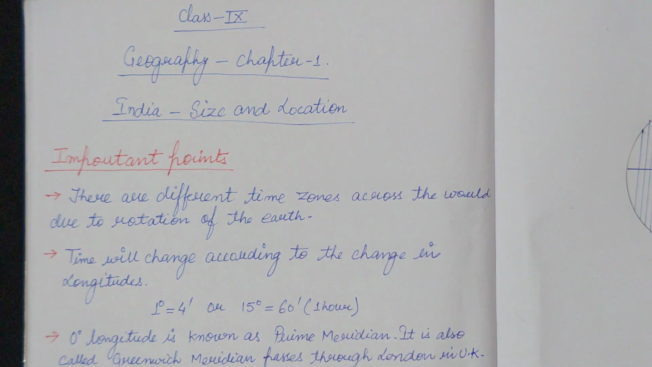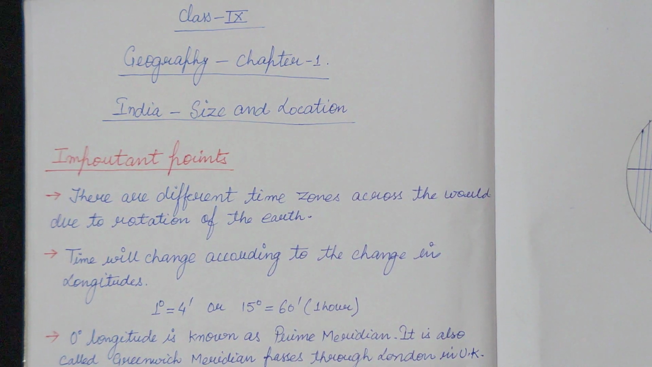One degree is equal to 4 minutes. If there is a change of 1 degree in the longitude, it means you will see a change in time of 4 minutes. It means if you see a 15 degree longitude change, you can see a change of 1 hour in time. On the basis of this theory, we calculate the time of the different countries across the world.